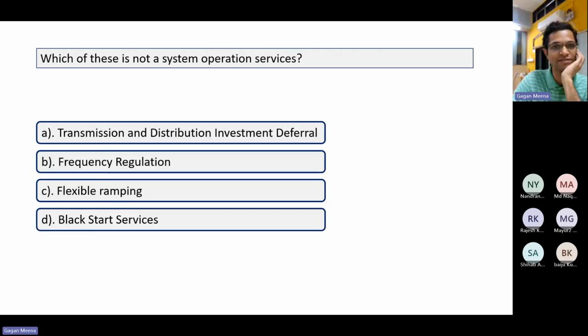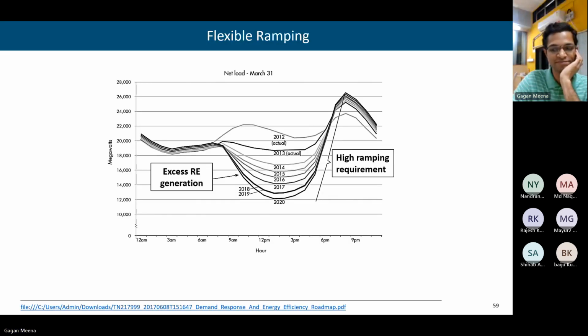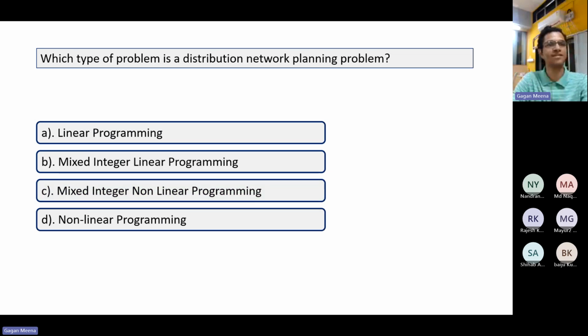There are many questions left. Do you want to continue or want to stop? Only three, I think. Three questions are left. Continue. Okay, only three questions are left.